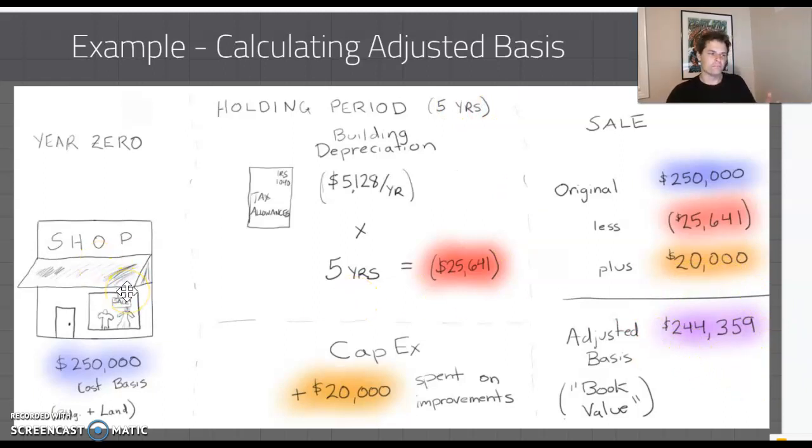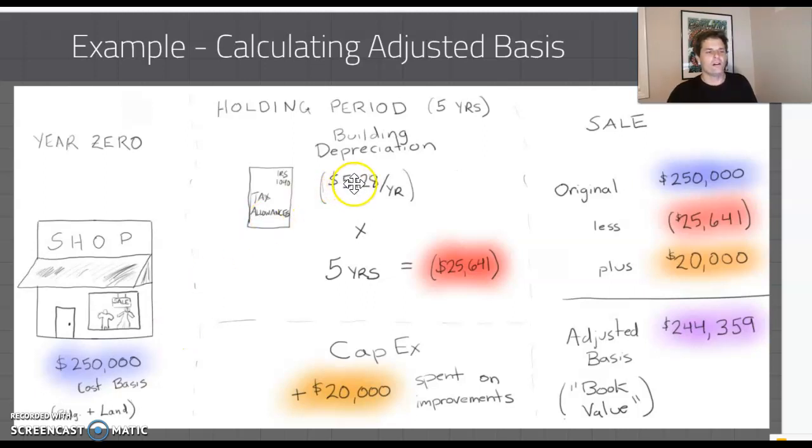So here's a fine little shop, if I say so. We're going to buy that for 250 grand, and that's net of our purchasing costs, or inclusive of our purchasing costs, because those go into cost basis. And that's the package, the building, and the land it sits within. From the past video, we know we can only depreciate the building, so my assumption here is that the building is worth 200 grand and the land is worth 50 grand. Again, you get that from a qualified appraiser.